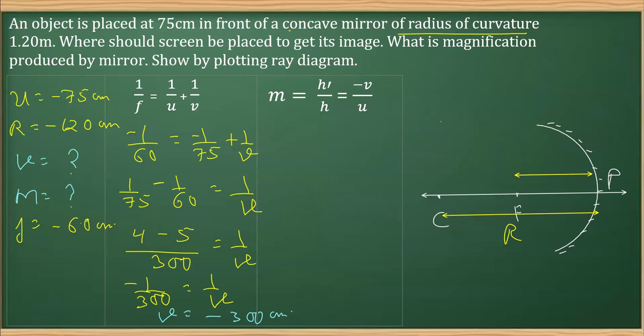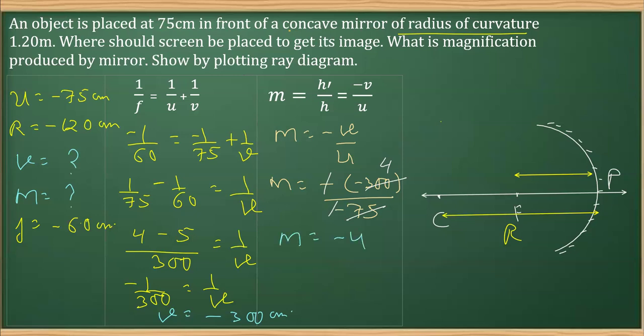Now later they have asked you to find the magnification M. As you can see, M is equal to minus V over U. So we can apply this relation. So M is equal to minus V over U, and this V is minus 300, so minus 300 over U, and U is minus 75. So here we see that these two minuses get cancelled. 75 times 1 and 75 times 4. So finally, we got the magnification M as minus 4. Now we were asked to find out the magnification, which from here we got, and the image distance, or the distance where the screen is placed, which is this.